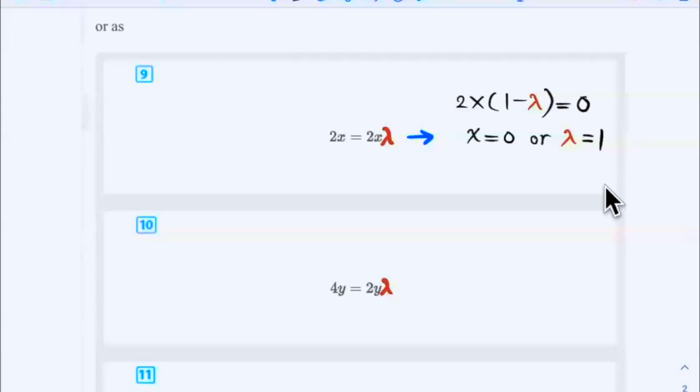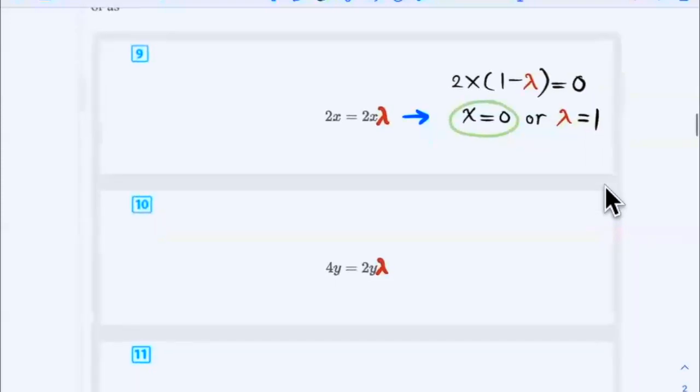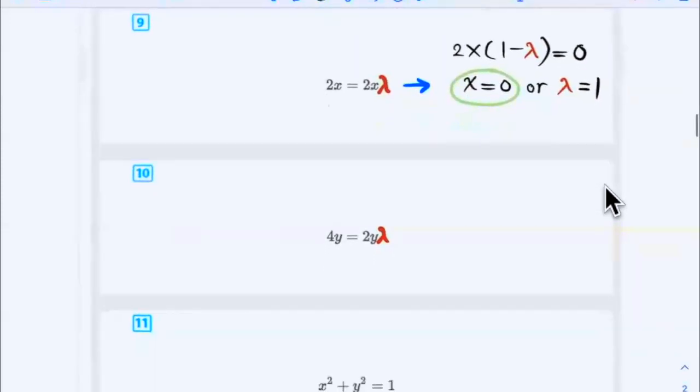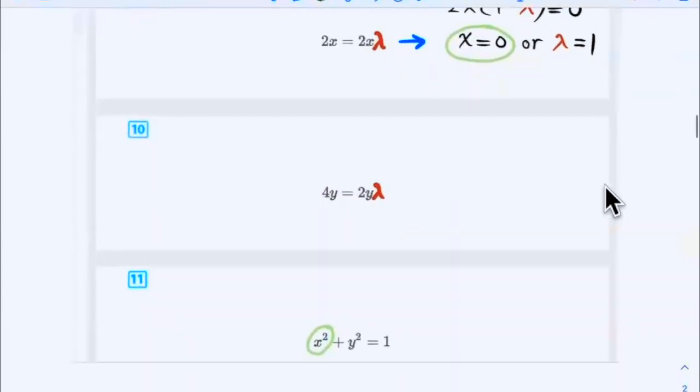So from here, let's consider case by case. A lot of time when you do math, you try to exhaust all the cases. So let's think about the first case. How about the case that x equal to 0? If x equal to 0, then look at this equation. What happened to this down here? You're going to get y squared equal to 1.